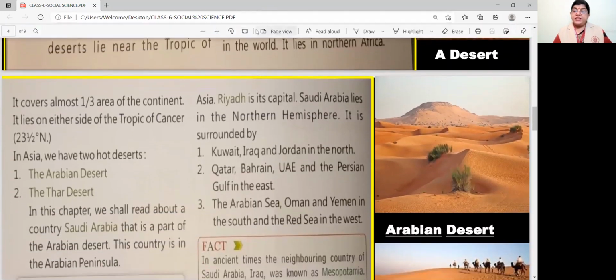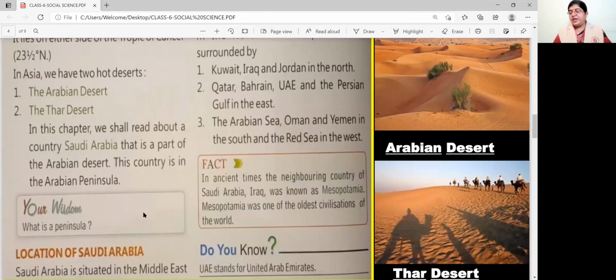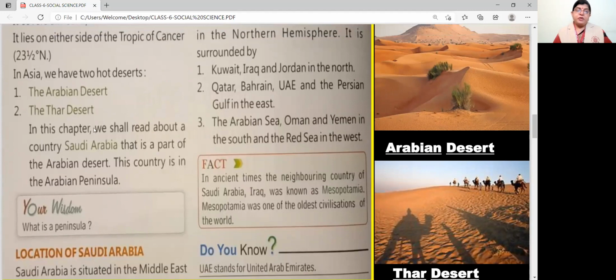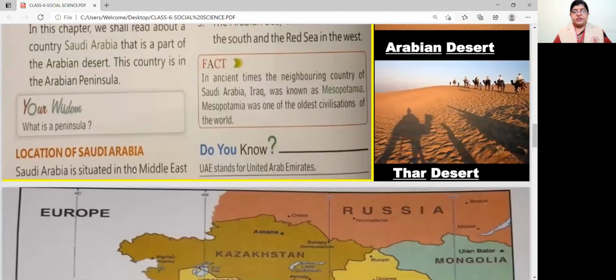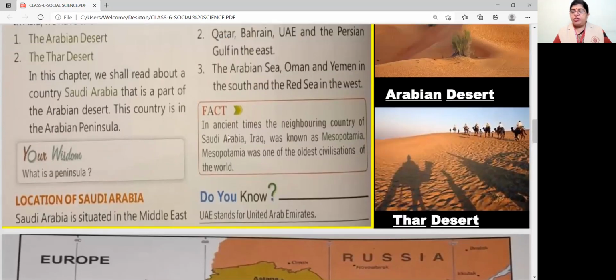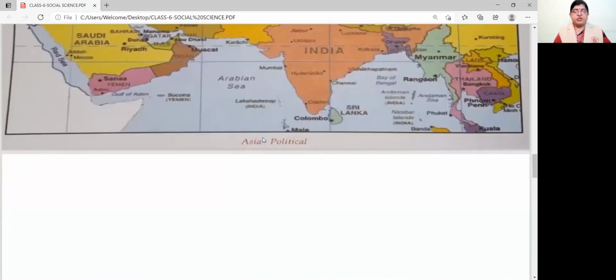Now this Sahara Desert covers, I told you, one third. We have two deserts, the Arabian Desert and the Thar Desert. Saudi Arabia is in the Arabian Desert. I told you about the peninsula. In ancient times, the neighboring country of Saudi Arabia, Iraq, was known as Mesopotamia. So Mesopotamia was one of the oldest civilizations of the world. And UAE stands for United Arab Emirates.